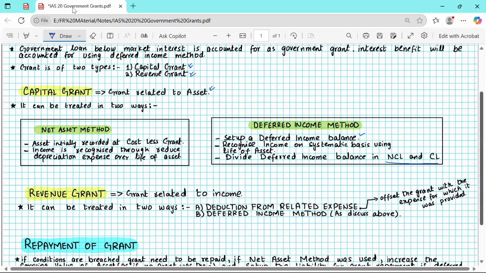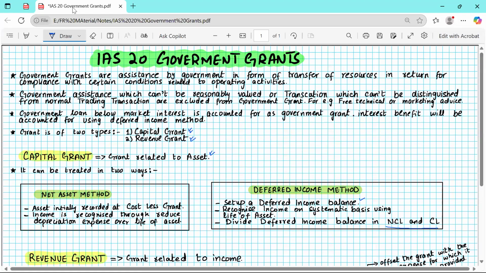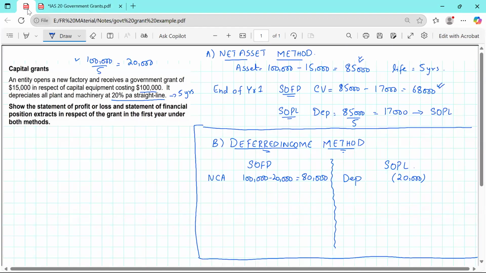The government has given you the grant, and in return they are expecting that you will comply with certain conditions. And I told you that if the government is supporting you with respect to an asset, it means you have to use the asset over the complete period. Okay, you have to use the asset over the complete period.